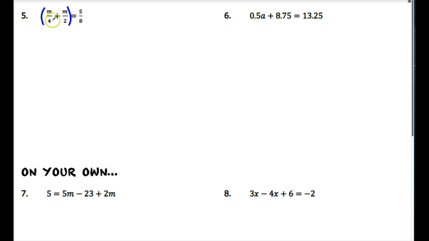It's a quantity, m over 4 plus m over 2. So again, that just reminds me to distribute. The LCM of 4, 2, and 8, don't forget the 8 over here, is 8. Okay, all three of these numbers go into 8 evenly. So I'm going to multiply both sides by 8 over 1.